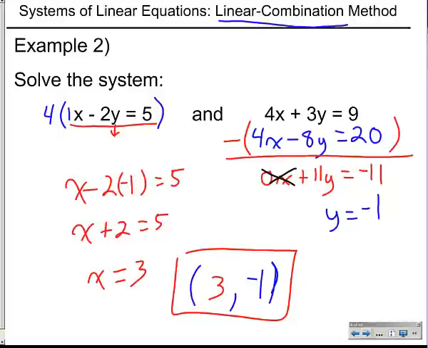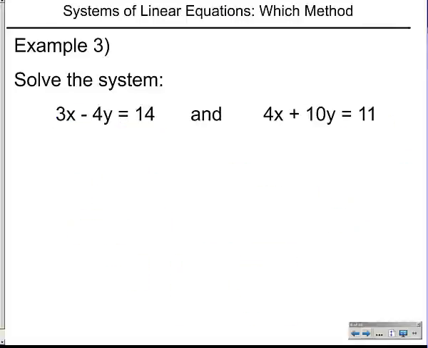So we see that our solution is still 3, negative 1, like it was on the previous problem, only using the linear combination method. Example 3, two new systems, two new equations, and we want to know which method should we use. Well, you can use either method you want, but sometimes one method is easier than the other. Since the coefficients are not set to 1 on either of the equations, the best thing to do is use the linear combination here.